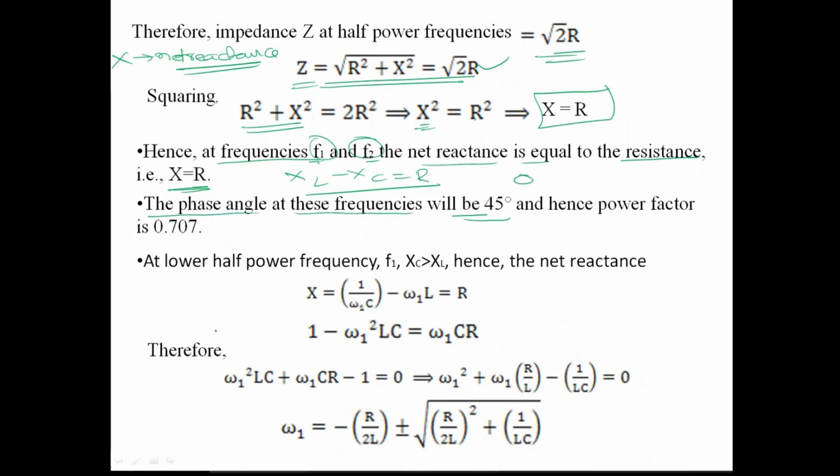You find the phase angle. The phase angle expression is tan inverse of (XL minus XC) by R. Since XL minus XC is equal to R, tan inverse of 1 is equal to 45 degrees. Hence, the power factor is cos 45, which is nothing but 0.707. At the lower half power frequency, that is F1, which is before resonance, XC is greater than XL. That we know. Before resonance, the series RLC circuit behaves like a capacitive reactance, and therefore XC is greater than XL.